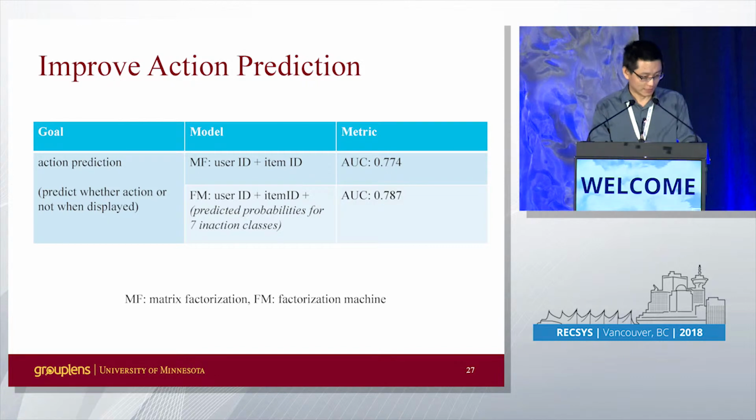This is the experiment. You can see that in the control condition, there is no input from the predicted probability. It's standard matrix factorization with user ID and item ID as the input. In the experimental condition, we have introduced the additional predicted probabilities. We see improvement in AUC. It's not a big jump, but it's substantial enough to make an impact in real systems.